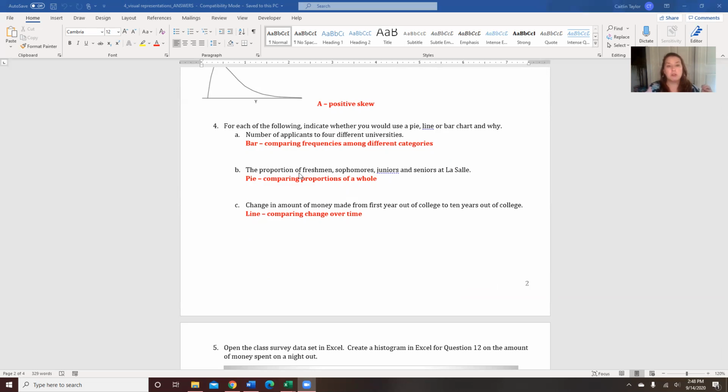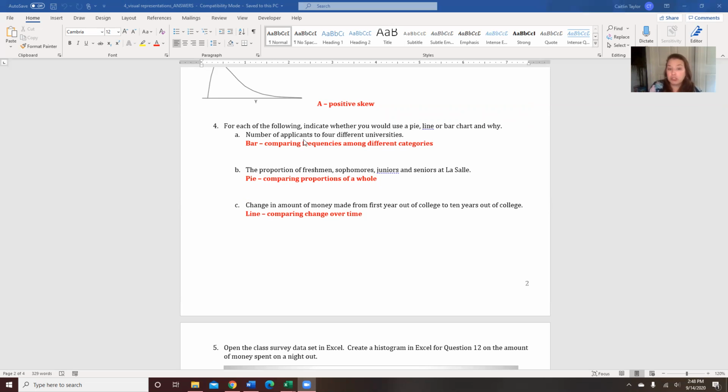Remember, anytime there's language in the question about the number or the frequency or the count among different categories, that's the language that should tip you off that a bar chart or a column chart is appropriate. Remember, bar and column are essentially the same thing. It just varies for which direction the bars go.